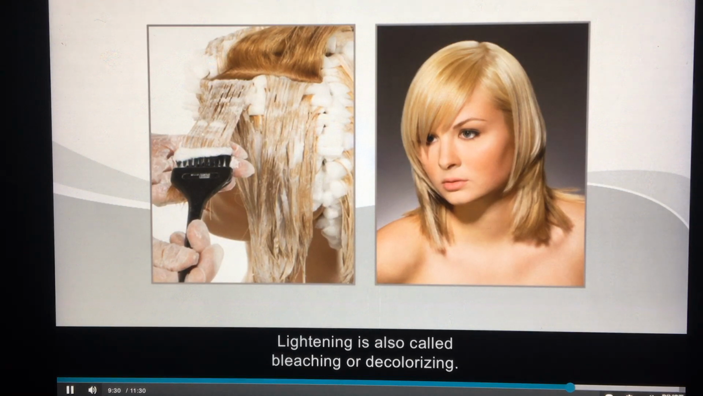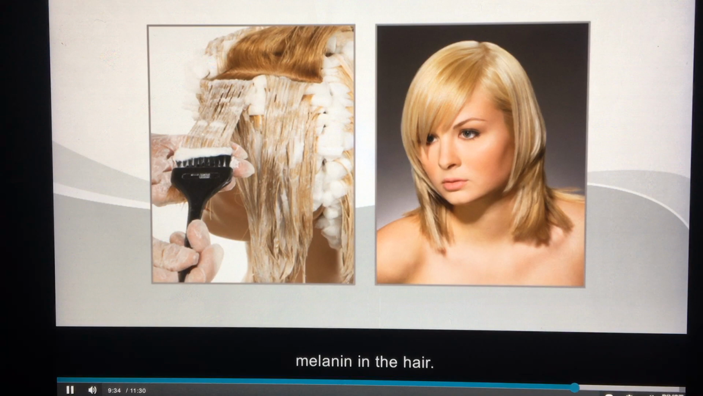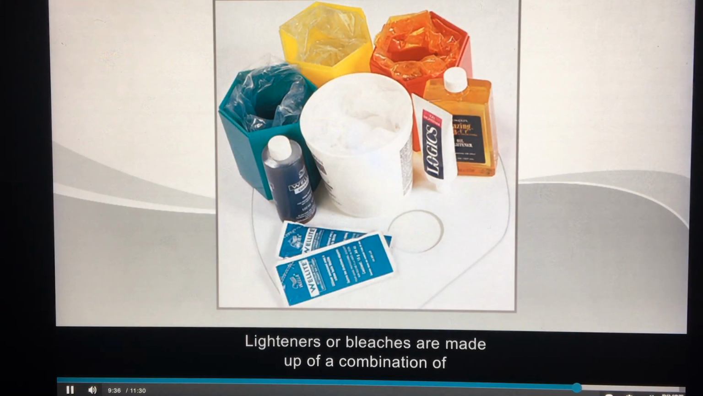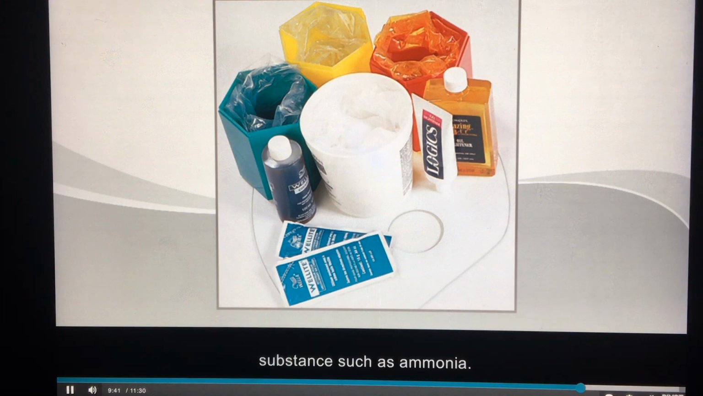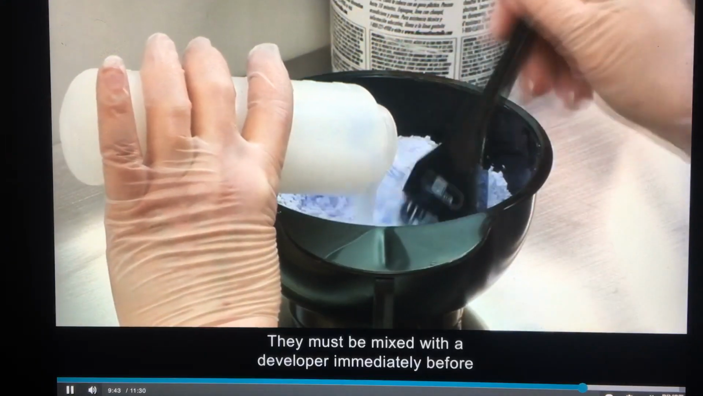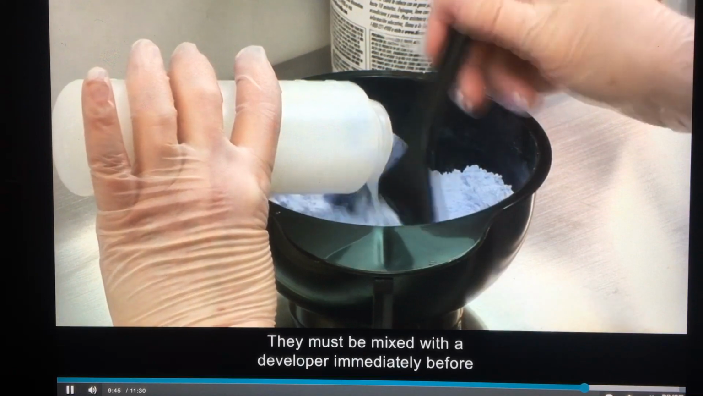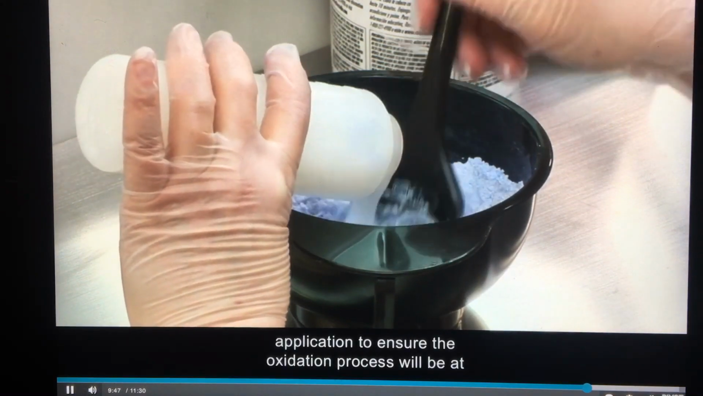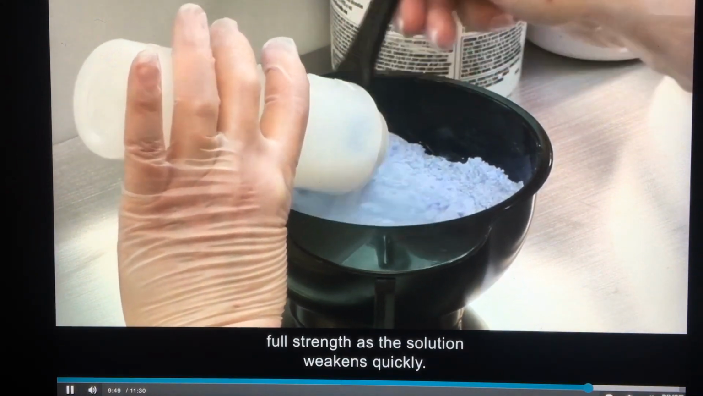Lightening is also called bleaching or decolorizing. Lighteners involve oxidation of the natural melanin in the hair. Lighteners or bleaches are made up of a combination of ingredients, including an alkaline substance such as ammonia. They must be mixed with a developer immediately before application to ensure the oxidation process will be at full strength, as the solution weakens quickly.